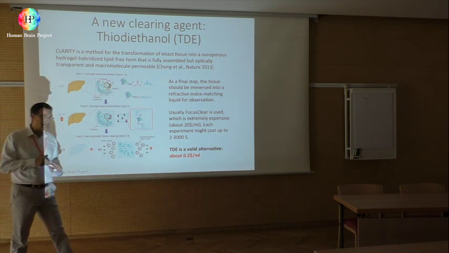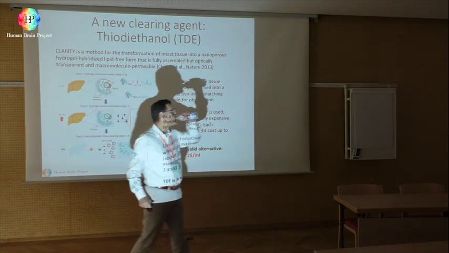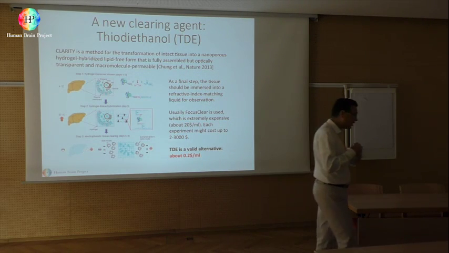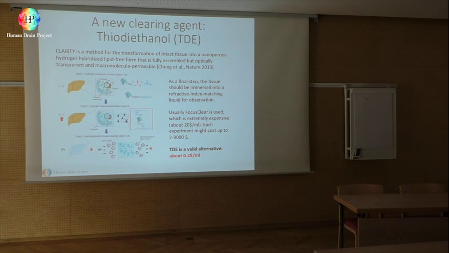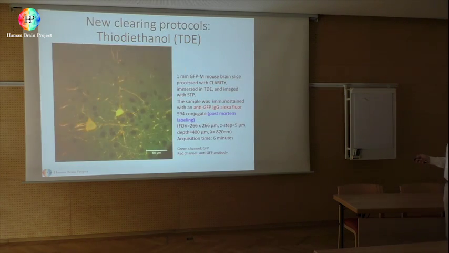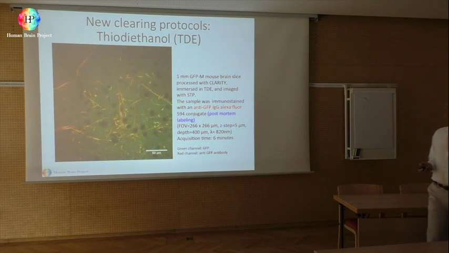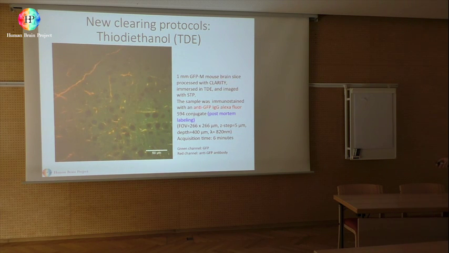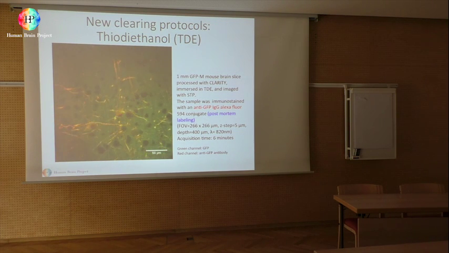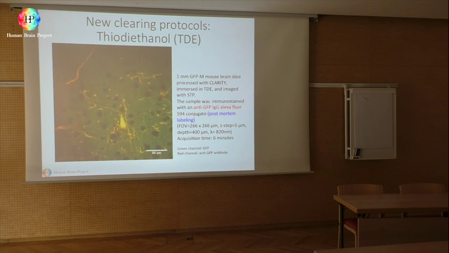So let me show you an example of the serial two-photon sectioning performed with Clarity and TDE. This is a post-mortem labeling. You see here we are going down the different planes, okay?